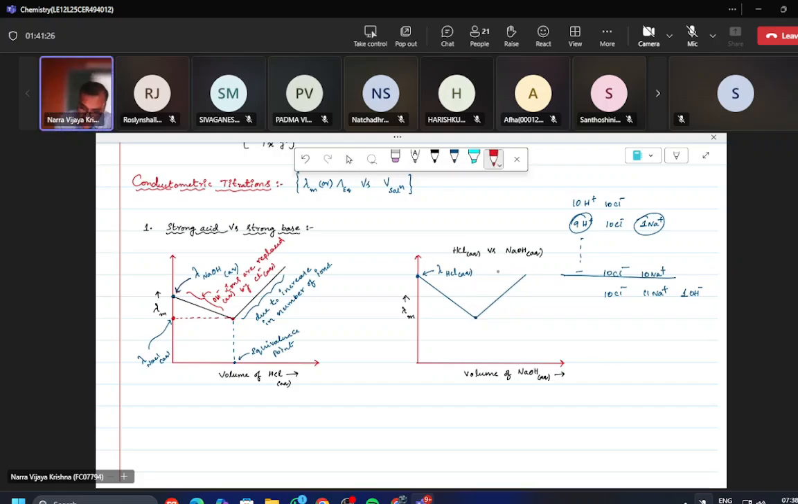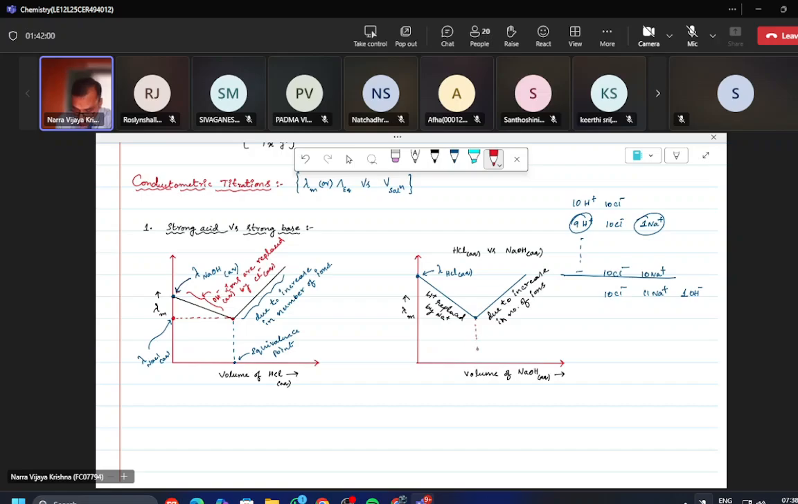Why there is increase here? Due to increase in number of ions. Why there is decrease here? H plus replaced by Na plus. Correct? Say something.